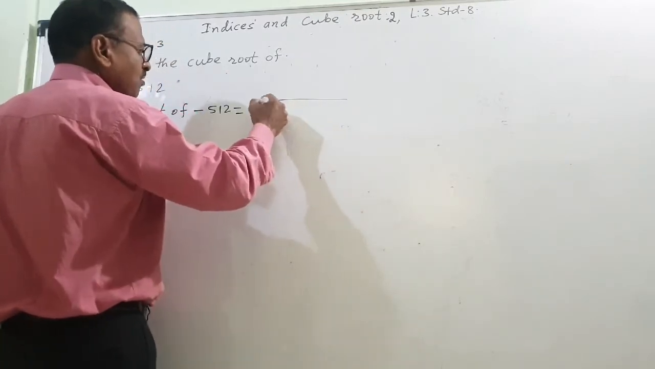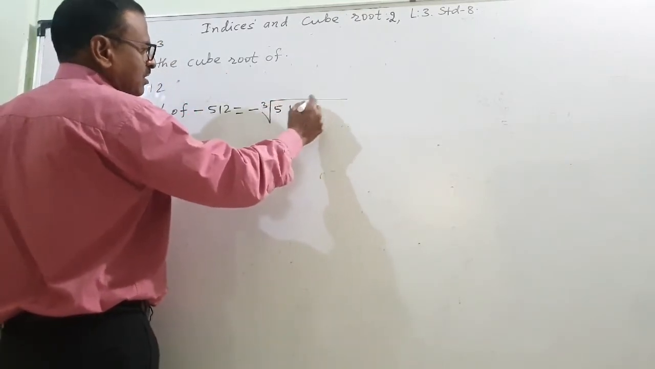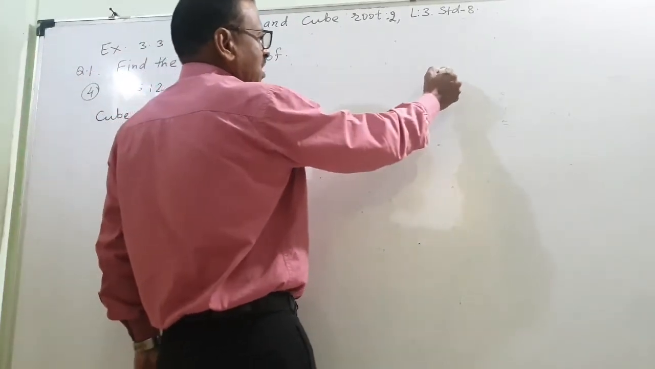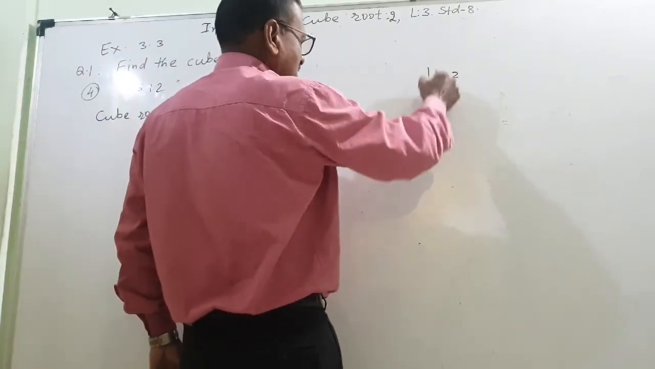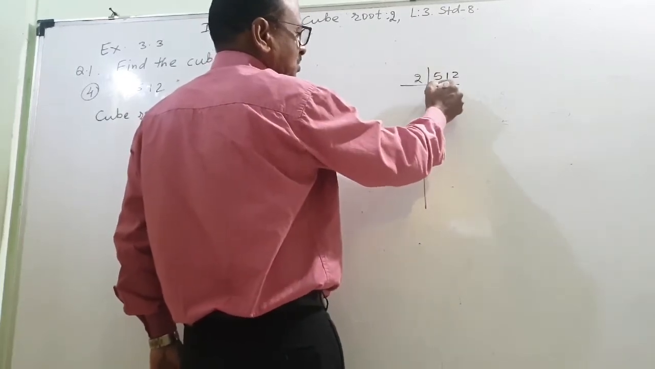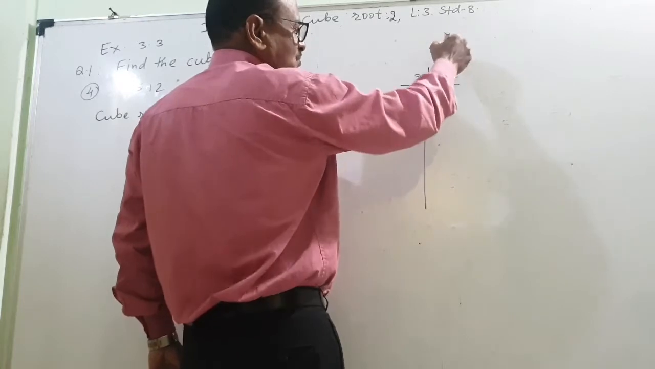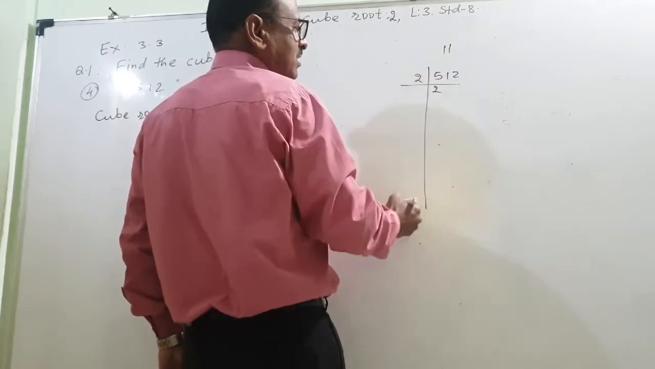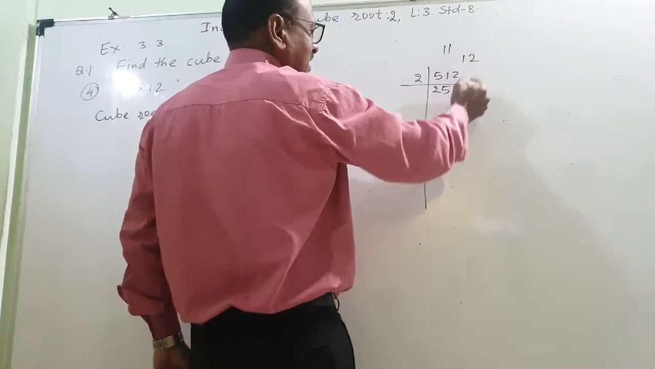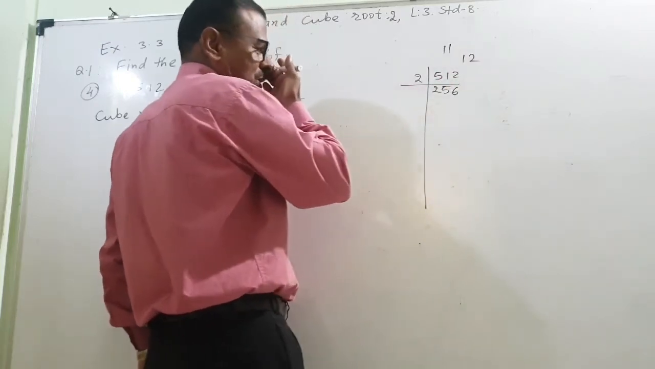cube root of 512. This way I will write and go on doing the factorization. 512, this is divisible by 2. So 2 4s are 8, remains 1. Take this 1. Then 2 5s are 10, remains 1. And this 2 6s are 12.